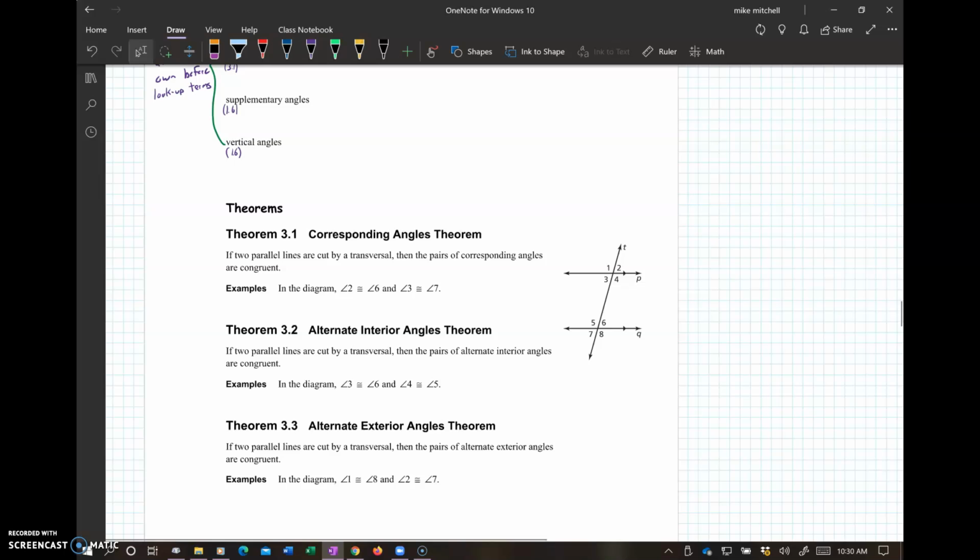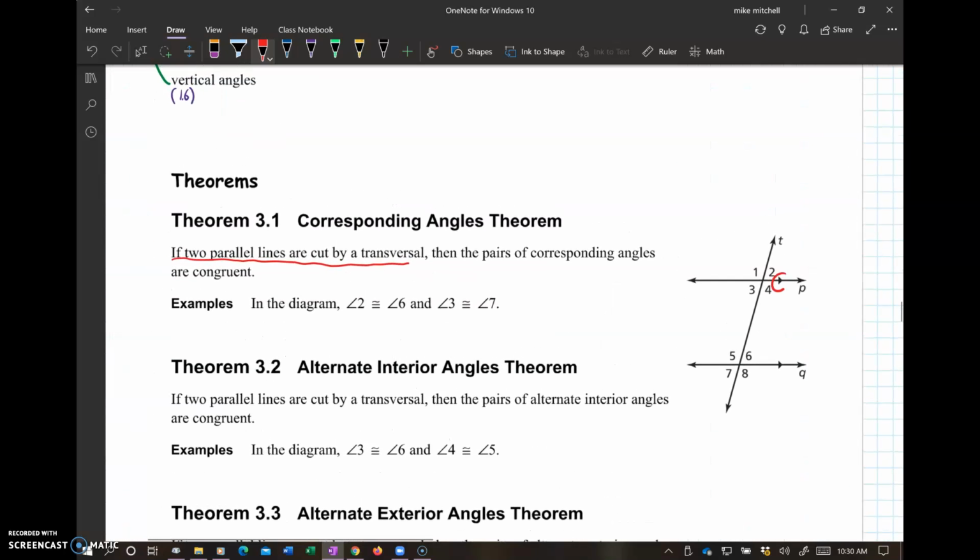Okay, theorems. Everything is: if two parallel lines are cut by a transversal. So we have to have parallel lines. Please notice that one way we tell you lines are parallel is the little arrow on both of those lines. T is our transversal. Our transversal won't always be labeled T, it's more here for convenience so you can tell it's the transversal.